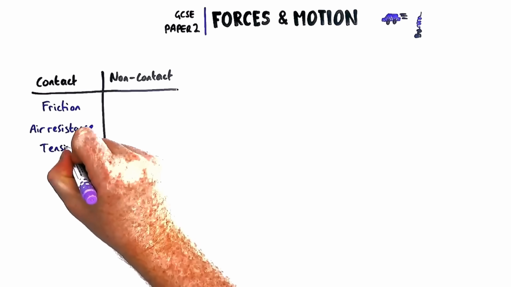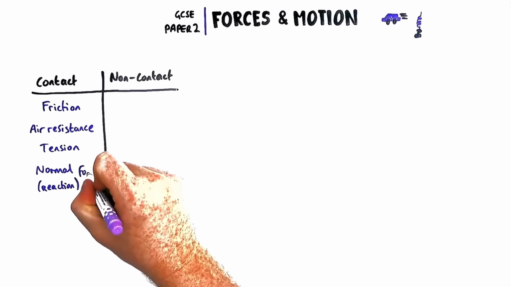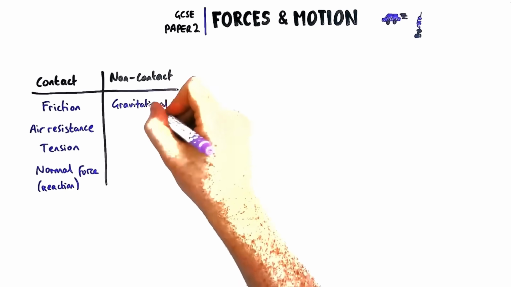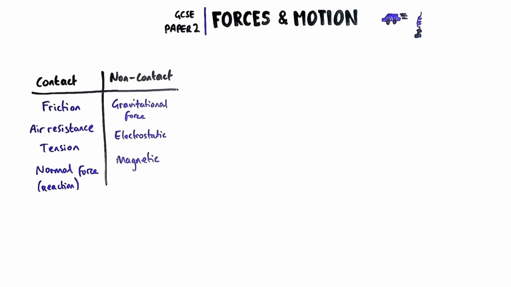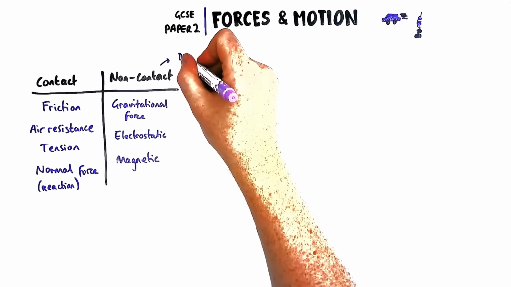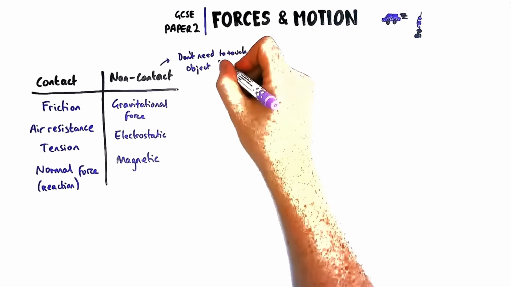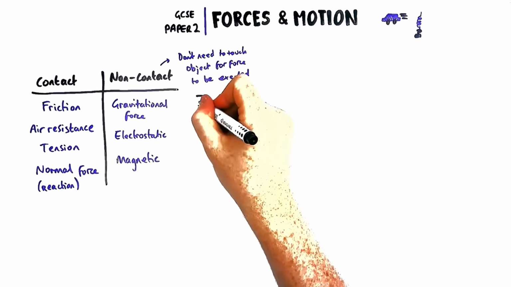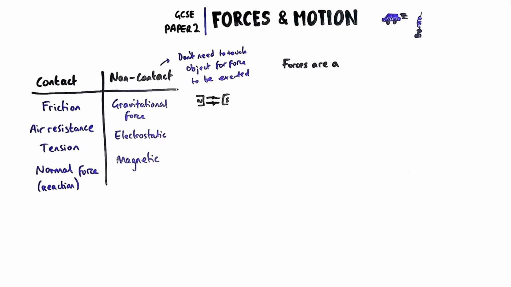Forces can be split up into two general types, contact and non-contact. Contact forces include friction, air resistance and tension, so when you pull something tight, normal force or reaction force, and the non-contact forces would be gravitational, electrostatic and magnetic force. How you define a non-contact force is to say it doesn't need to touch an object for force to be exerted. Like in magnetic forces, when you put a north and a south pole close to each other, they don't need to touch to be able to attract each other.